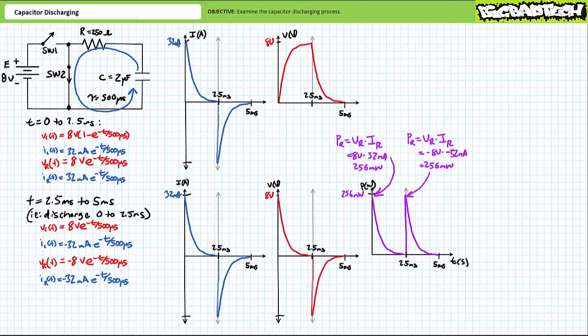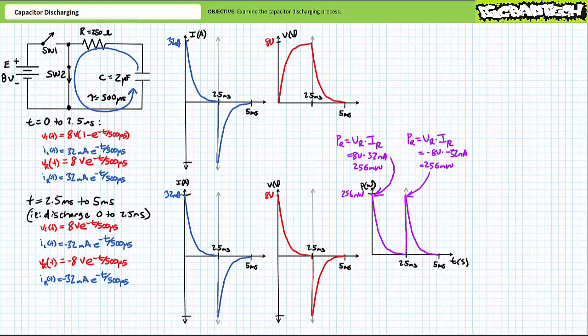Consider peak instantaneous power delivered to the resistor at the beginning of the charge phase at t equals 0 and the beginning of the discharge phase at t equals 2.5 milliseconds. These represent conditions of peak power delivery to the resistor. At t equals 0, the beginning of the charge phase, positive 32 milliamperes times positive 8 volts yields peak power delivery of positive 256 milliwatts, which drops to 0 watts by 2.5 milliseconds when the charge process ends. At t equals 2.5 milliseconds, the beginning of the discharge phase, negative 32 milliamperes times negative 8 volts yields a peak power delivery of positive 256 milliwatts, which drops to 0 watts by 5 milliseconds, i.e. 2.5 milliseconds into the discharge phase, and the discharge process ends.